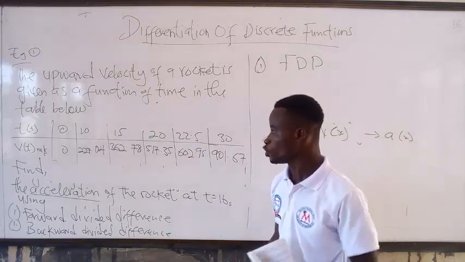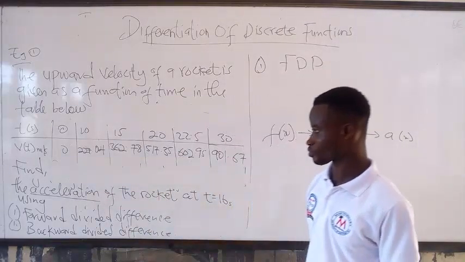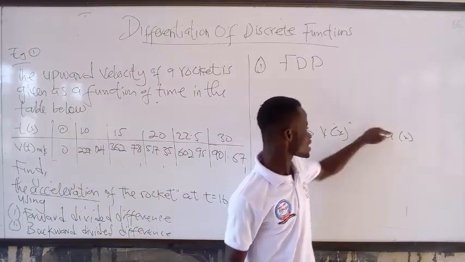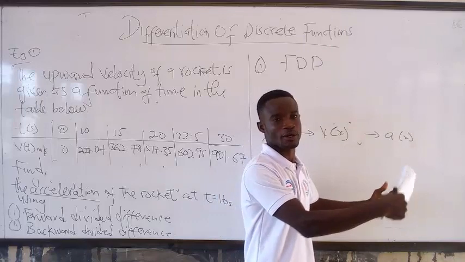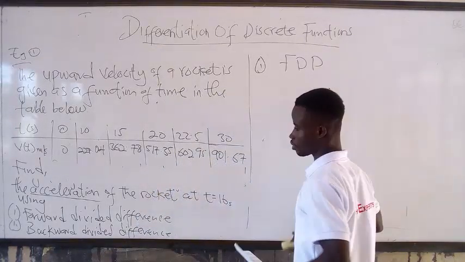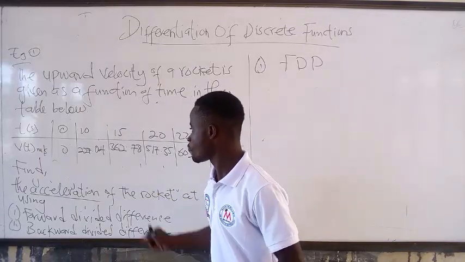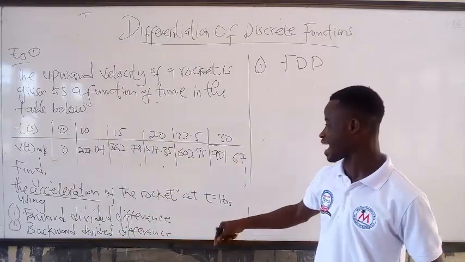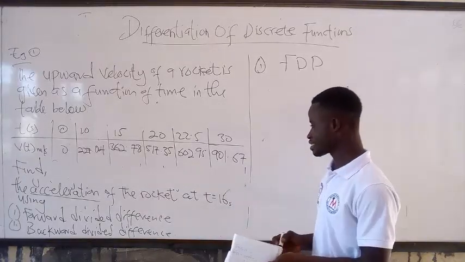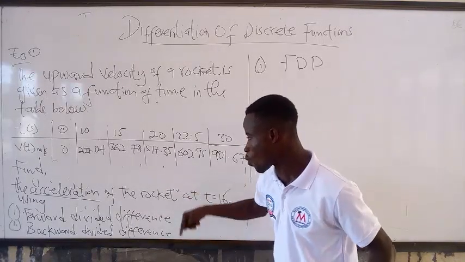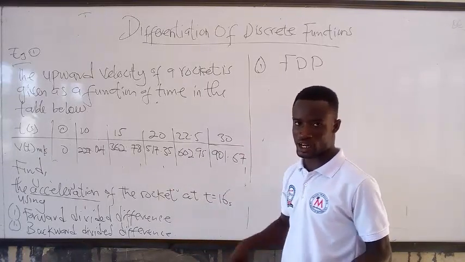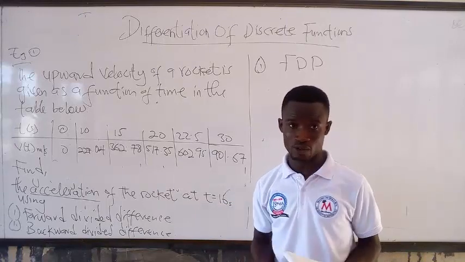So now you are to find the acceleration. Remember that the acceleration is the second derivative. The question says: find the acceleration of the rocket at t equal to 16 seconds, using the forward divided difference. Let me start from what you know.